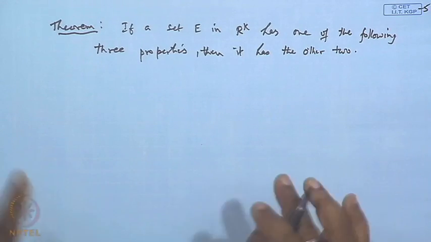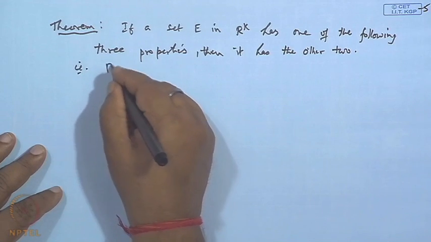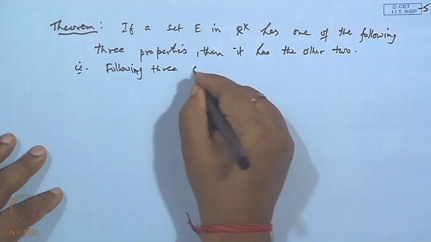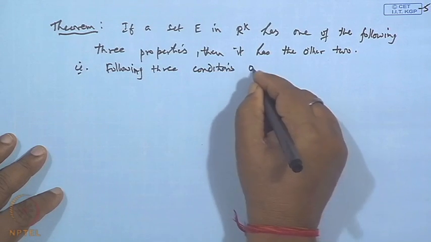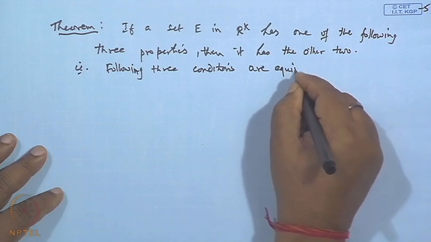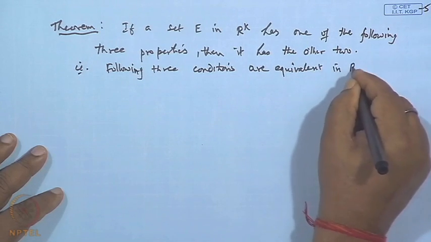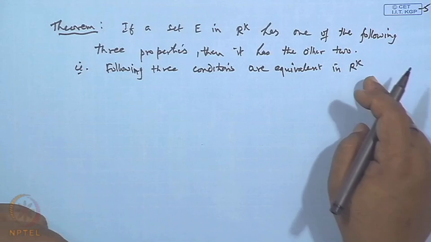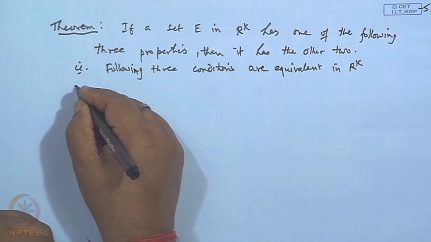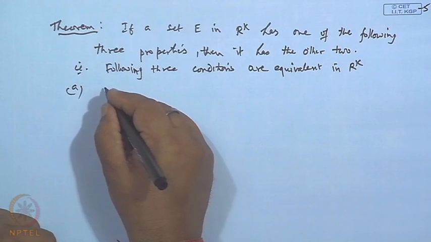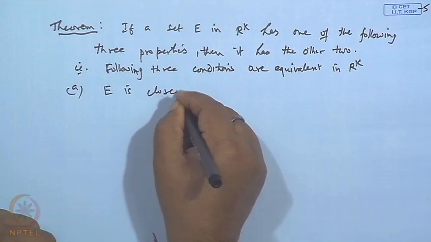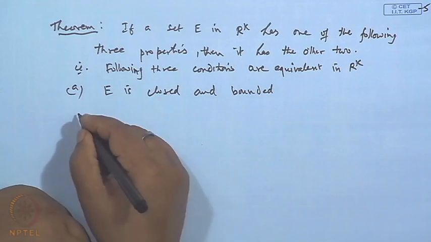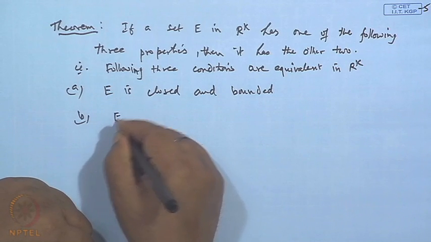That is, the following three conditions are equivalent in the space R^k. So, in particular when k is 1, it is also true over the real line. What are the conditions? The first condition says E is closed and bounded. The second condition says E is compact.